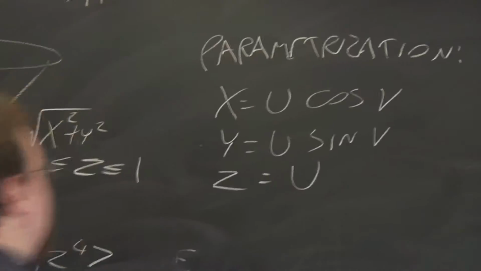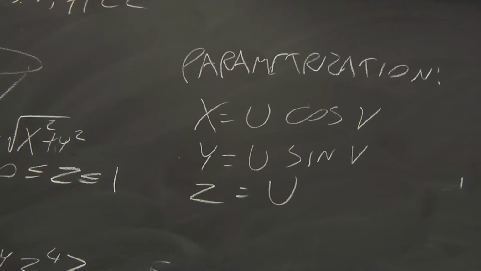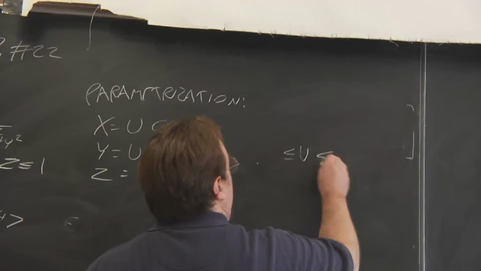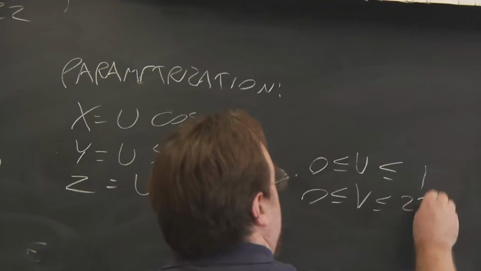Yeah, it's just going to be u, because you have u cosine squared plus u sine squared. And then u is going to be between 0 and 1. V will go from 0 to 2 pi.